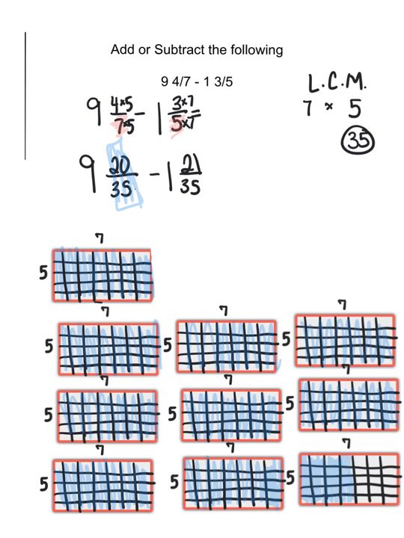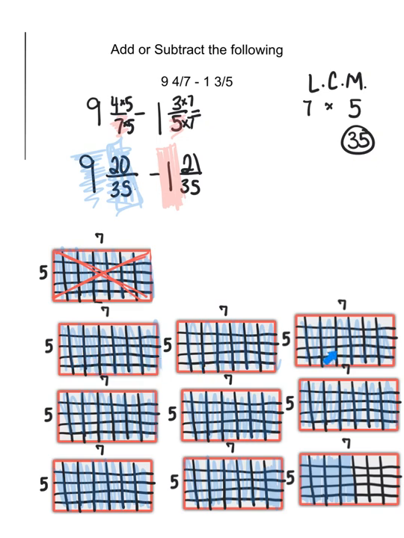25, 30, 35. Okay. So now I have represented, shaded in blue, 9 wholes, and then most of a tenth. 20 out of 35 pieces of my tenths. Now from that, I'm going to subtract this portion. So I'm going to take away 1 whole. That's easy enough to do. I can just cross that out. Let me do it in red. Cross it out. Bye-bye.